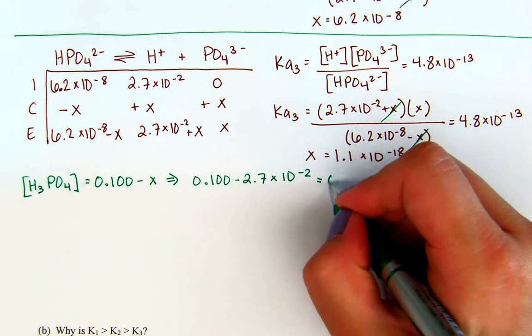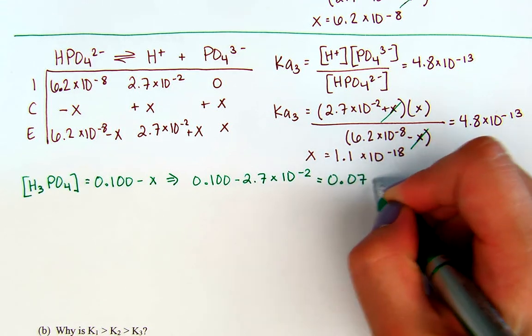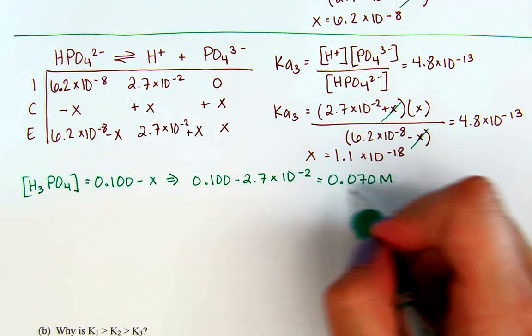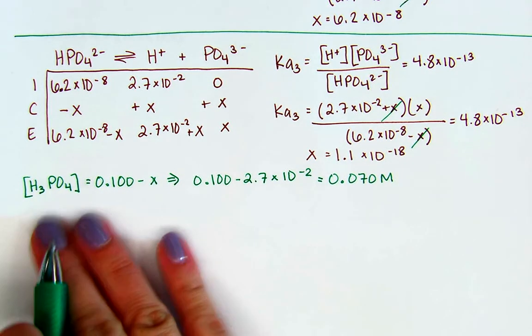And when you plug that in, you get 0.070 molar. So that's your concentration of phosphoric acid.